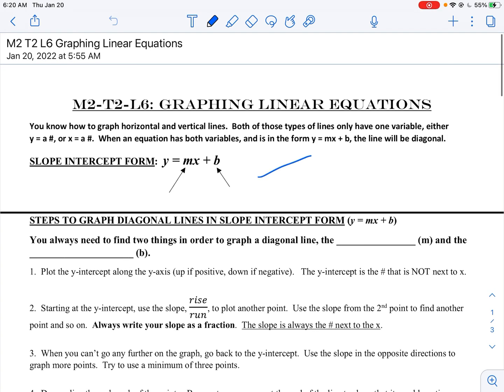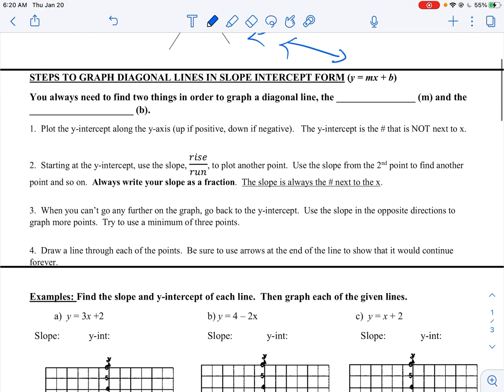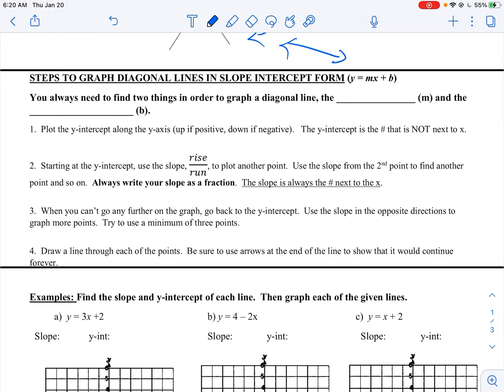When you graph something like this, you're going to get a diagonal line. Remember, when it was y equals a number, it was a horizontal line. When it was x equals a number, it's a vertical line. We're going to be dealing with positive and negative diagonal lines.